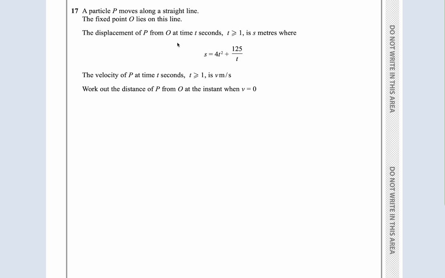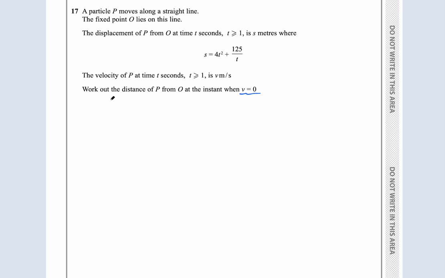Particle P moves along a straight line. Its displacement is given by this, and it says work out the distance of P from O at the instant when V equals zero. So the distance of P from O will be the displacement, but we need to find the time. And the time happens when V, this is important, when V equals zero. So we need to get the velocity.